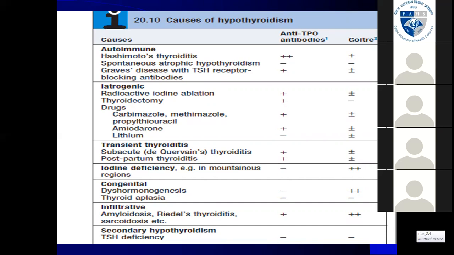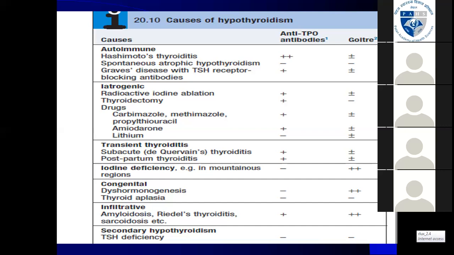One of the most common causes in the mountainous region is iodine deficiency. When there is iodine deficiency, there could be hypothyroidism. But paradoxically, if we take more iodine chronically, then also there might be hypothyroidism. And congenital causes, like aplasia of the thyroid gland, dyshormonogenesis, along with infiltrative diseases like amyloidosis, Riedel's thyroiditis, and sarcoidosis.